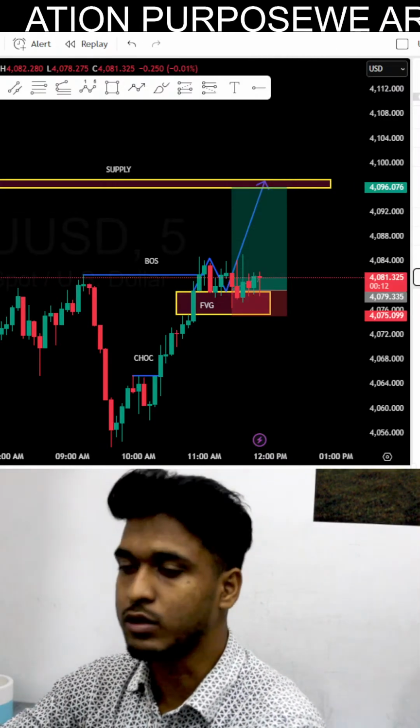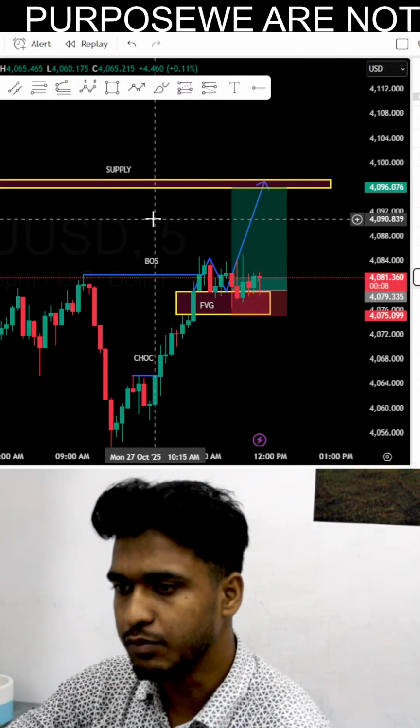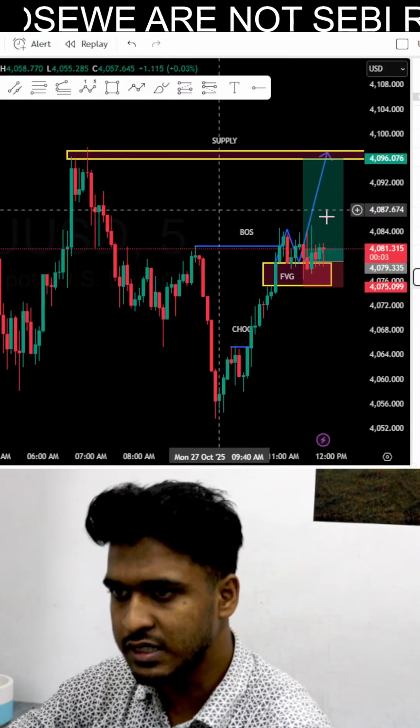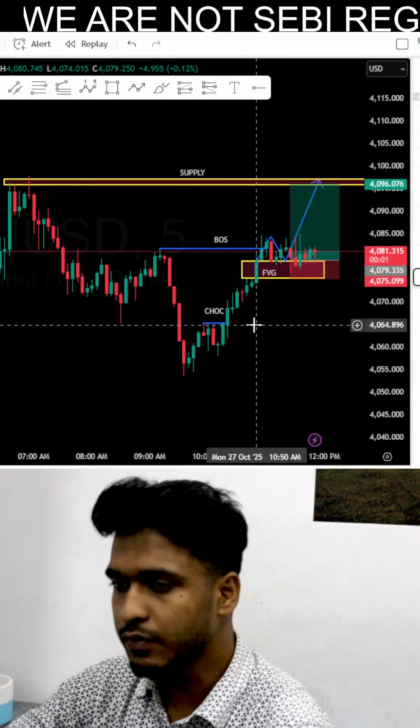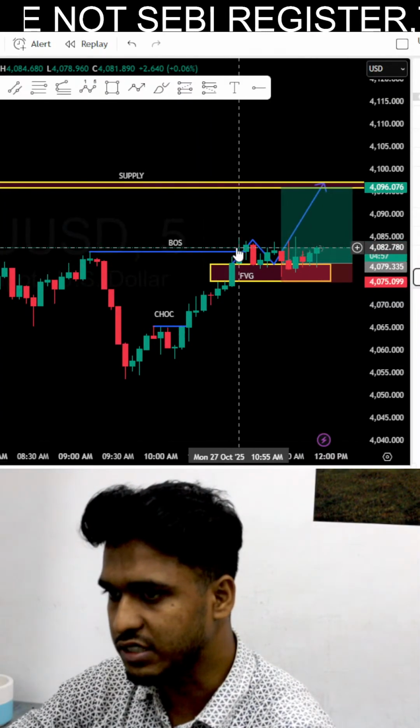Now we are looking at the gold chart. This is our gold chart in the M5 minute time frame. If you ask me what is your view on gold, if you just see here in the small time frame, the market made a change of character here and it made a breakup structure here, right?